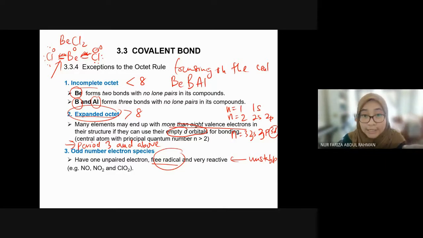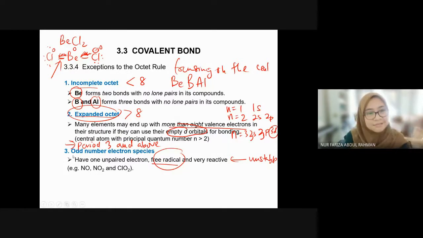But chlorine can expand if necessary. When needed, it will follow octet, but if necessary, it can expand. Understand? It does not have to expand every time. Not necessarily. Only when needed. So, expanded octet can only be formed by elements coming from period 3 and above. The reason is that there is a vacant or empty d orbital.